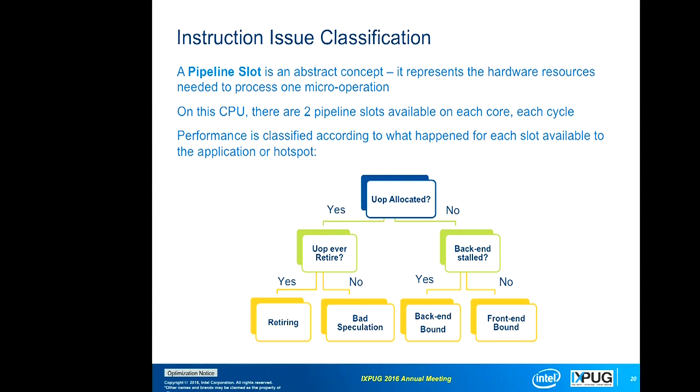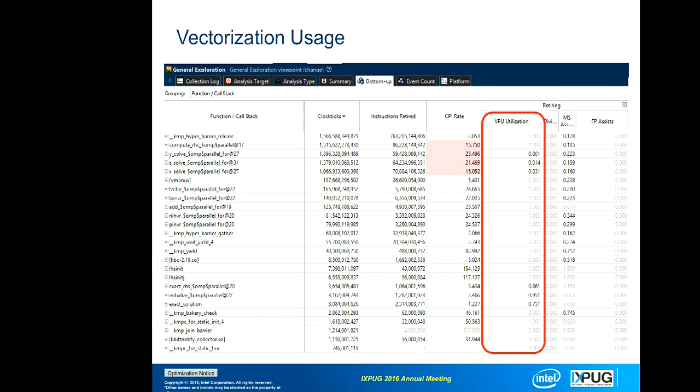And if you've got a lot in retiring, that is where you want to be, but you can still do some improvement, or you might still be able to do some improvements there. If, for instance, you've got a lot of divisions in your code, maybe there's a way you can use a multiplication instead of a division so that that's done more efficiently. Or you could be retiring and not using your vectorization very well. If you're not taking advantage of those wide vector units, you can still get better efficiency.